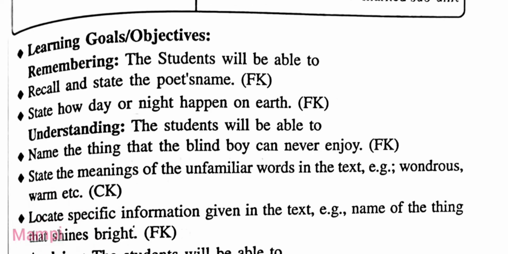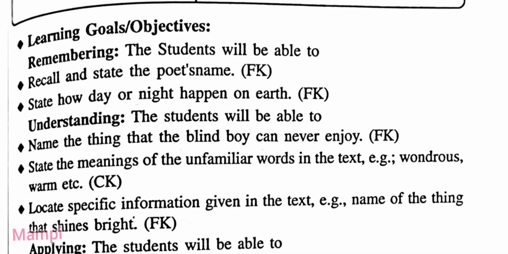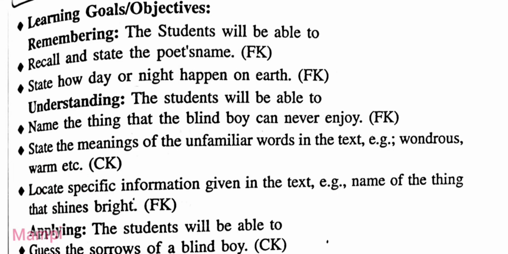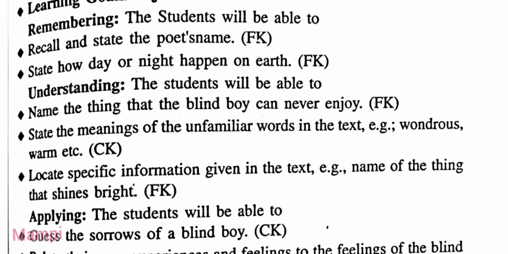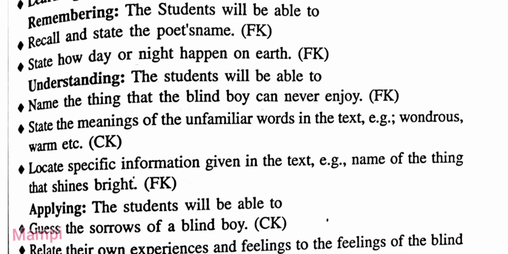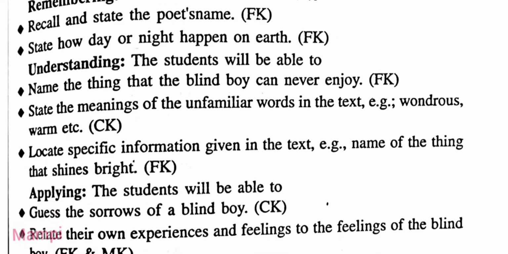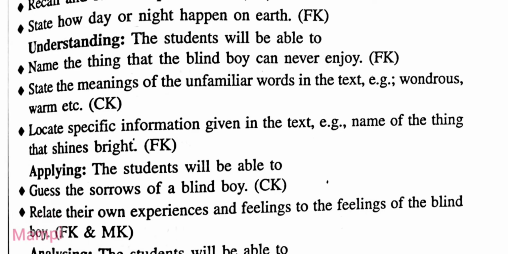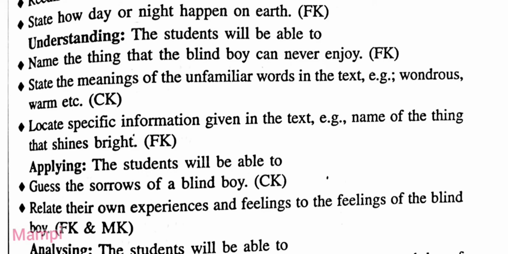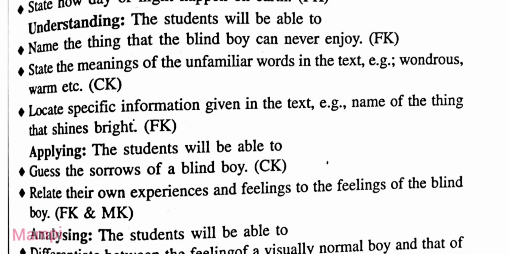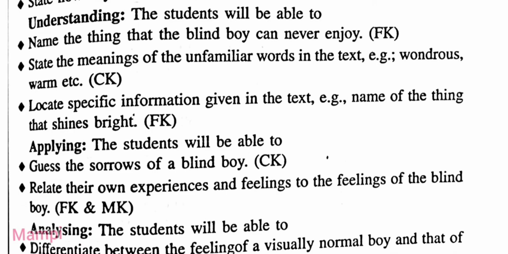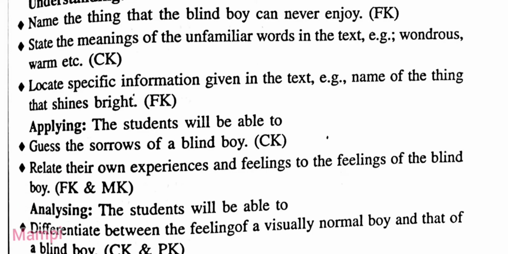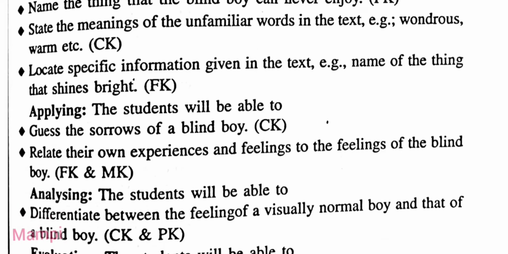Next point is learning goals or objectives. What are the objectives of this learning design? At first, remembering. The students will be able to recall and state the poet's name. Next is to state how day or night happen on earth. Next point is understanding. The student will be able to name the thing that the blind boy can never enjoy. State the meaning of the unfamiliar words in the text.